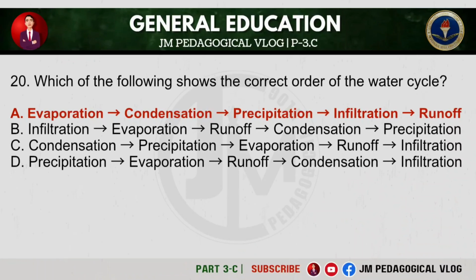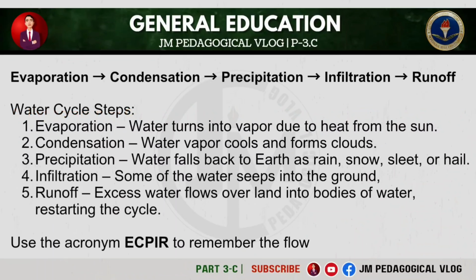A. Evaporation, condensation, precipitation, infiltration, runoff. Water cycle steps: evaporation. Water from oceans, lakes, and rivers turns into vapor due to heat from the sun. Condensation. Water vapor cools and forms clouds.